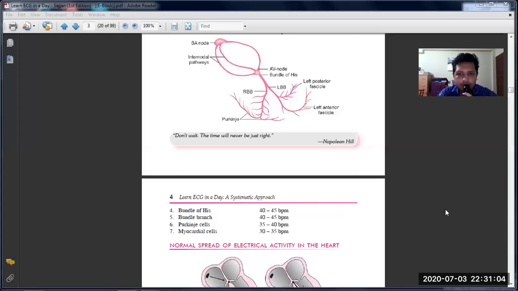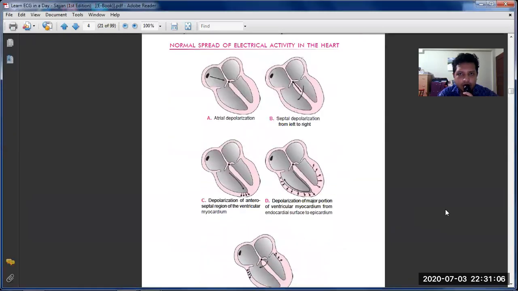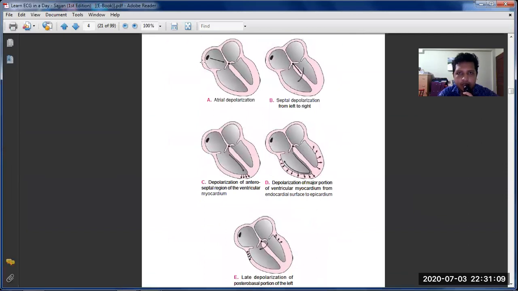So now, how is the conduction passed throughout the heart? At first, the stimulus is generated in the sinoatrial node, then through the three internodal pathways it comes to the AV node, then to the bundle of His. The bundle of His is situated in the interventricular septum. In the interventricular septum, the conduction is passed from left to right. Then through the left and right bundle branches, the conduction is passed towards the cardiac muscle.